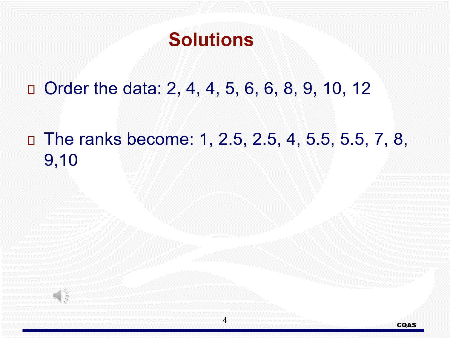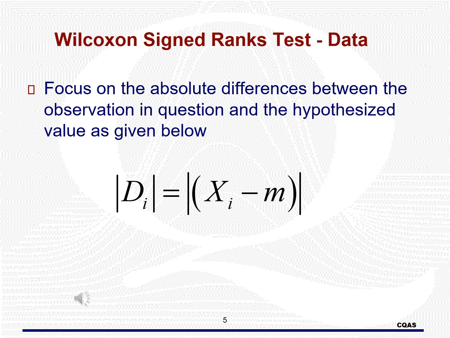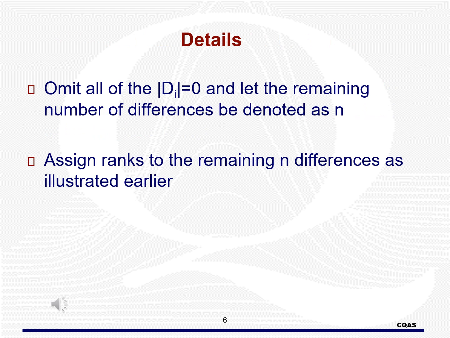To prepare the data for the Wilcoxon signed rank test, we need to transform the observations by using the absolute differences between the observation in question and the hypothesized value as seen in the slide. We will then omit all of the differences that equal 0 and let the count of the remaining number of differences be considered n. Now we will assign ranks to the remaining n absolute values of the differences as seen earlier.